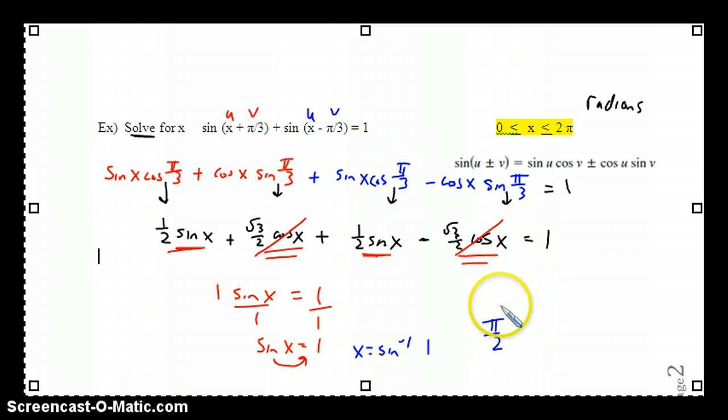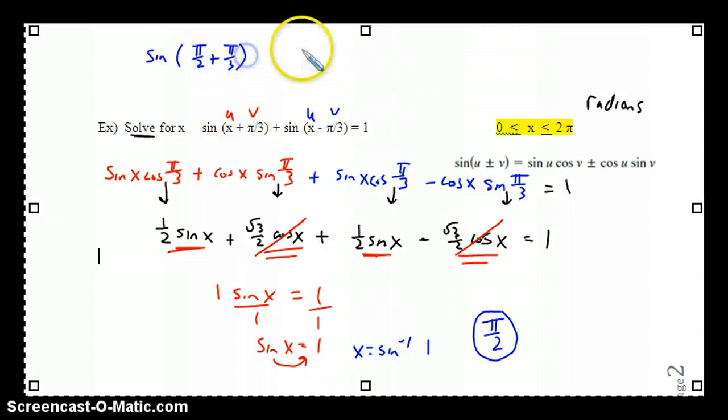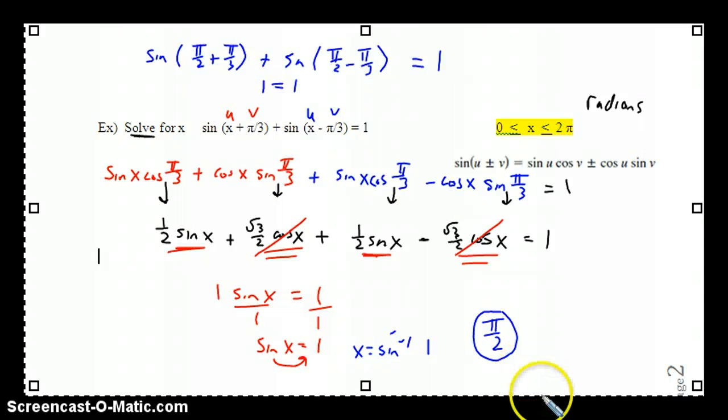I'm going to want to take the time to verify that, and I can verify that by typing this all into my calculator. Make sure your calculator is in radian mode. You should be able to do the sine of pi over 2 plus pi over 3 plus the sine of pi over 2 minus pi over 3, and it should end up reducing down to 1. And we can see that, again, if our calculator is in the correct mode, when I type that in, I do get it to reduce down to 1, so I know that 1 equals 1, and therefore this checks out.